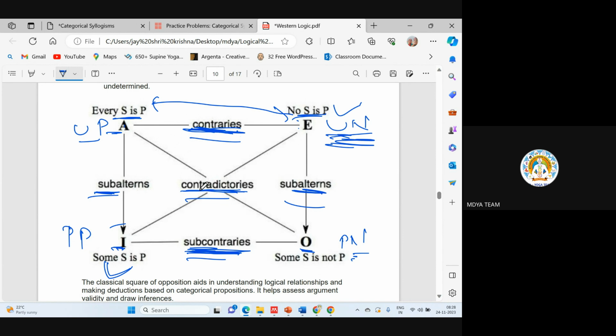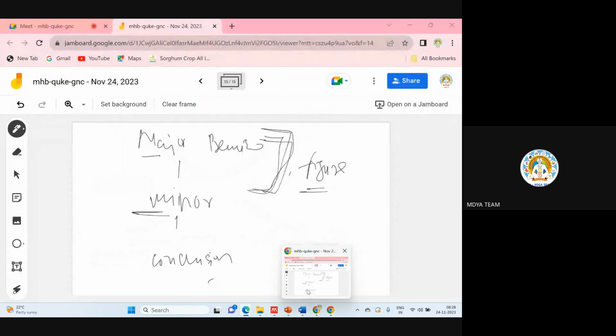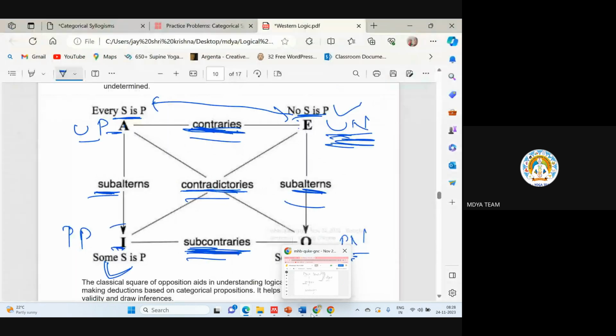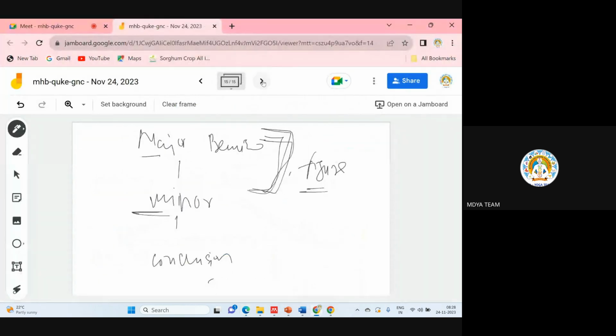In next class, we will discuss in detail what a contrary relation means, how you can solve questions on the basis of this contrary relation, the subalterns relation, and the contradictory relation. Then you will remember all these relations very easily. For now, again, let's take an example. We will draw it ourselves so that it will be easy.